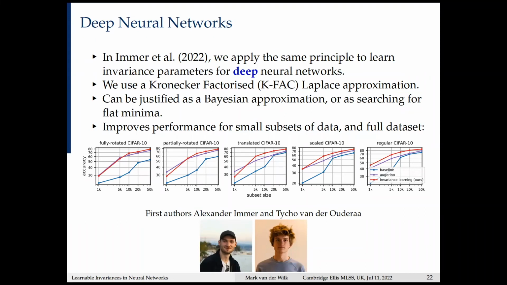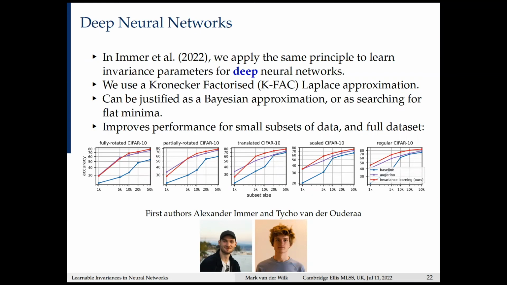So basically, the principle is really simple, right? The principle behind this idea is that we just want to compute or approximate this marginal likelihood, and then we can find gradients with respect to it to optimize invariance parameters. And so together with Alex Immer and my students at Imperial, Tija van der Ouderaa, we used essentially a Laplace approximation with a Kronecker factorization. I won't go into the details, but it's a type of approximation to the marginal likelihood of a deep neural network. And then we backpropagated through that and found that similarly as in the shallow case, we could actually learn augmentations that improve performance all the way from small data sets to large data sets.